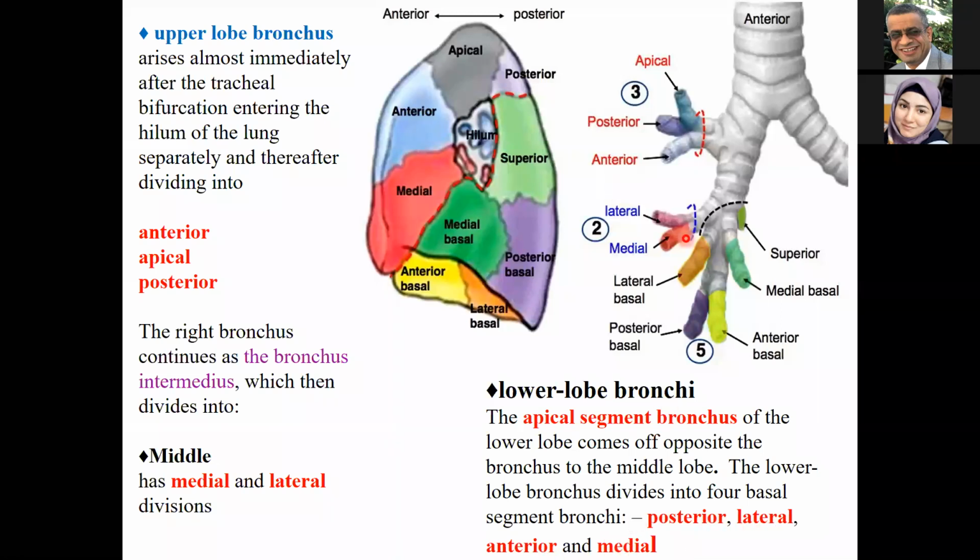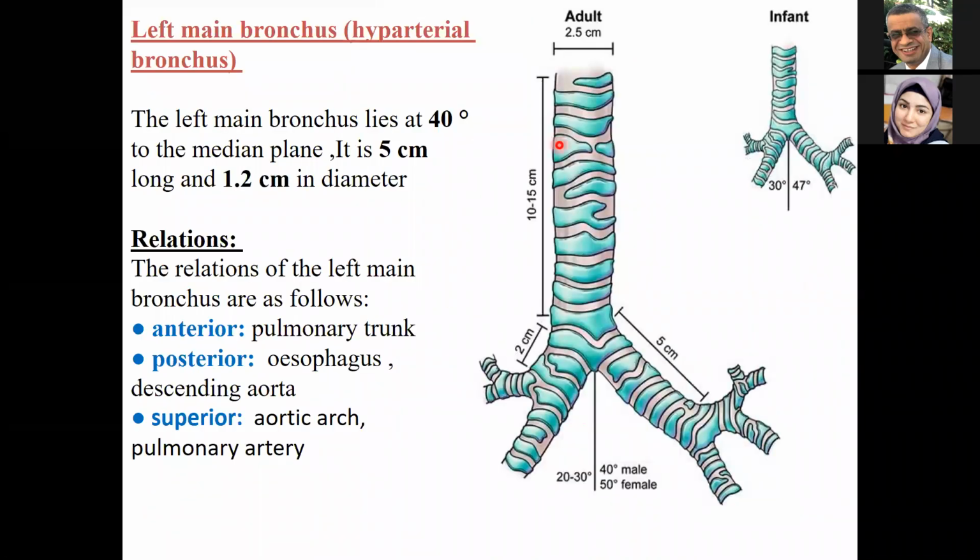This is the upper lobe bronchi divided into apical, posterior, and anterior. And the middle divided into the lateral and medial, and the lower lobe bronchi divided into the superior, medial, lateral, anterior, and posterior. Left main bronchus, hyparterial bronchus.